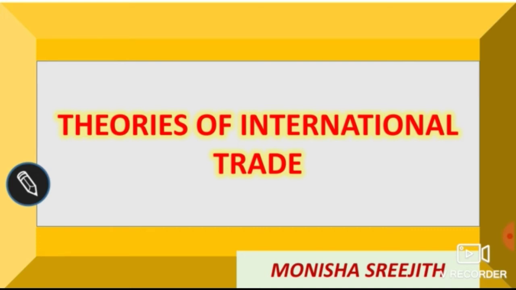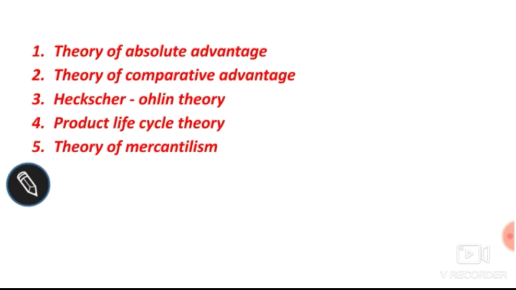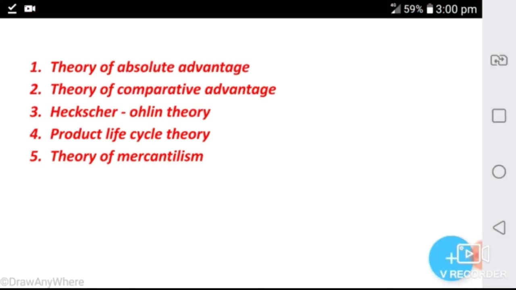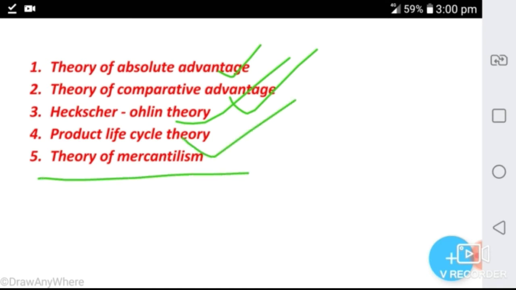Okay, what is international trade? International trade is the exchange of capital, goods and services across international borders because there is a need or want of goods and services. In this video, we discuss the 5 theories of international trade: absolute advantage, comparative advantage, Heckscher-Ohlin theory, product life cycle theory, and the theory of mercantilism. Okay, let's discuss one by one.